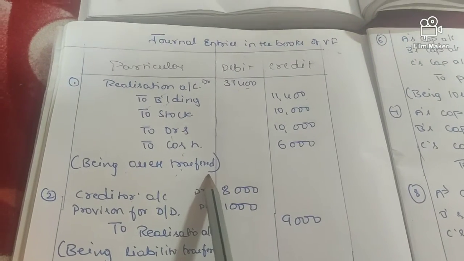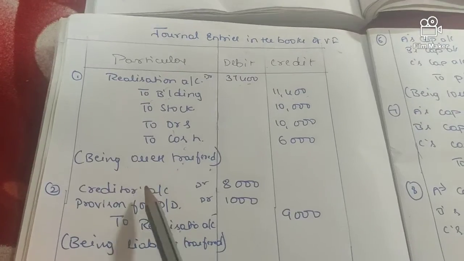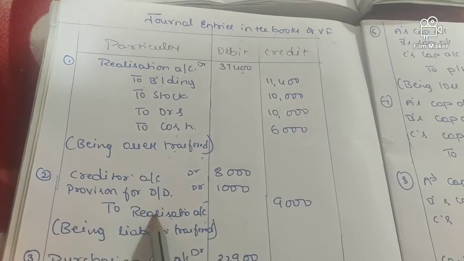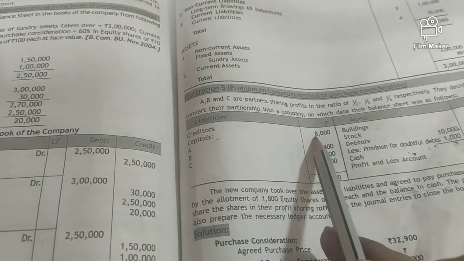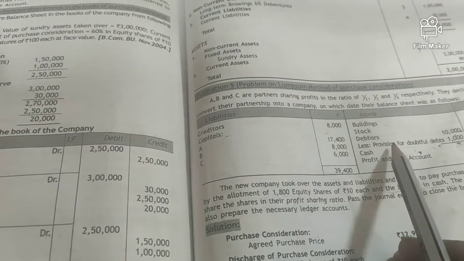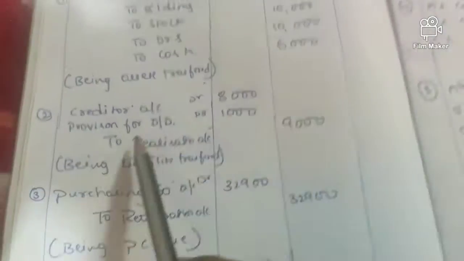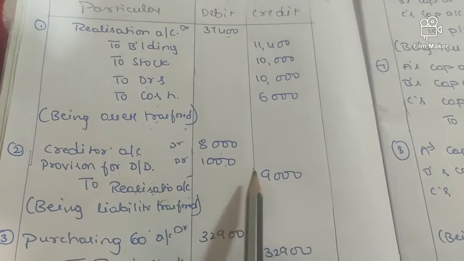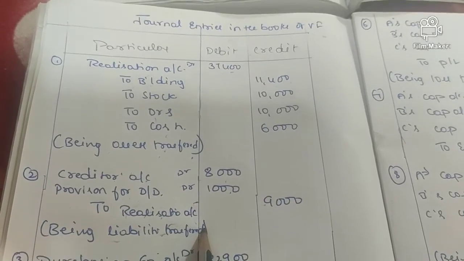After we transfer assets, the same applies to the liabilities. We will transfer the liabilities to the company. So while we transfer the liabilities, what is the entry? Concerned liabilities account debit to realization account. What are the different liabilities we have in the problem? Look here. We have creditors at 8,000, and I already said we will consider the provision for doubtful debts as a liability, that is 1,000. So creditors 8,000, provision for doubtful debts 1,000. The total will be 9,000. So being liabilities transferred. Got the point?